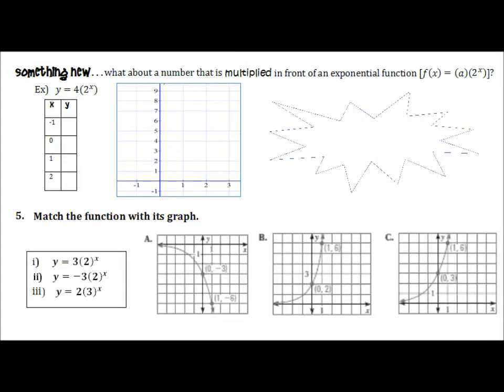Here's something slightly new. What happens when you multiply a number in front of an exponential function like this constant a? You guys know that that's considered a vertical stretch or shrink depending on if a is greater than or less than 1. For exponentials, though, it means something a little bit more special. If we graph the function 4 times 2 to the x power, we see that -1 maps to 2, 0 maps to 4, 1 maps to 8, and 2 maps to 16. We can plot these points to get an idea of what this curve looks like.